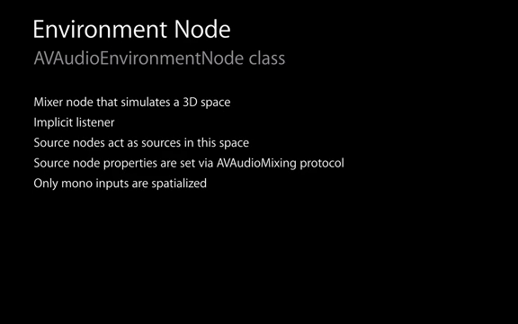Now, in terms of data formats, I just wanted to point out that when you're working with the environment node, all of the sources need to have a mono data format in order for that audio to be spatialized. If the sources have a stereo data format, then that data is passed through. And currently, the environment node doesn't support a data format greater than 2 channels on input.